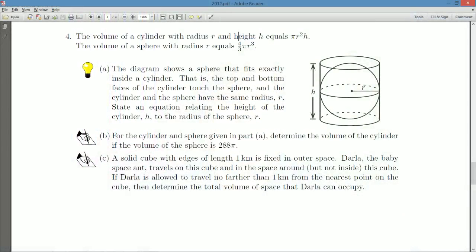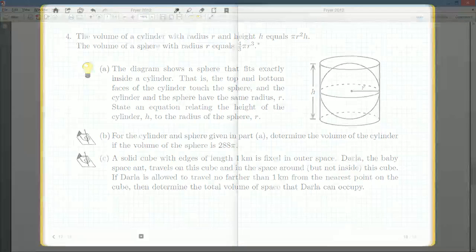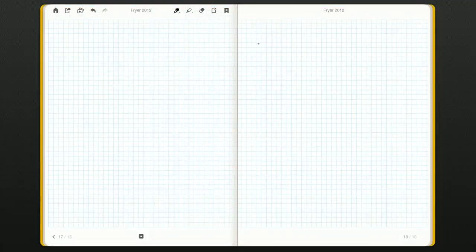So A part. The diagram shows a sphere that fits exactly in a cylinder. That is, the top and bottom faces of the cylinder touch the sphere, and the cylinder and the sphere have the same radius. State an equation relating the height of the cylinder, h, to the radius of the sphere, r. Let's redraw our picture a little bit. It's a light bulb question, so we can expect it to be somewhat short in terms of computation.